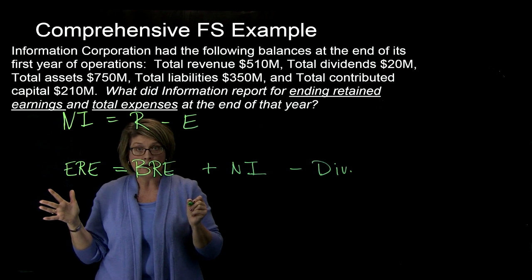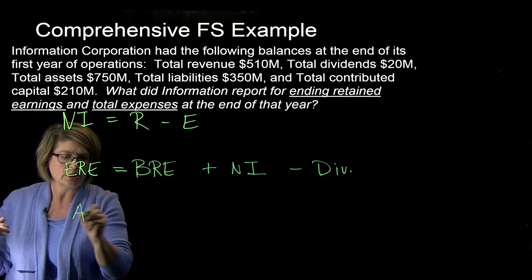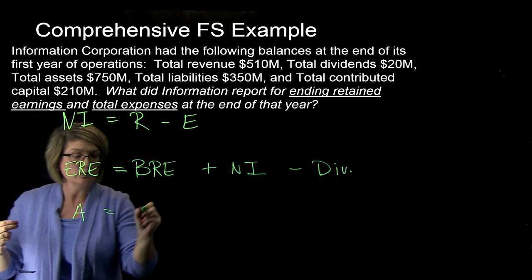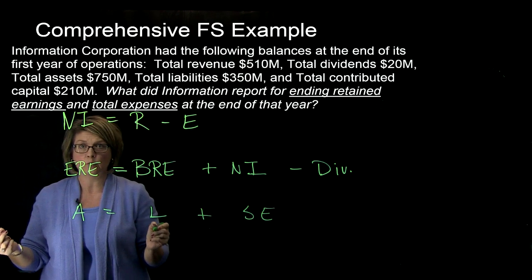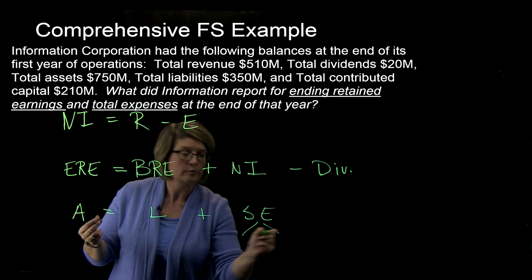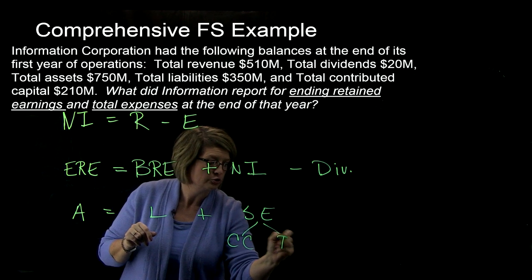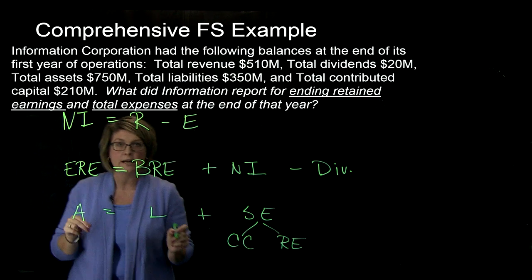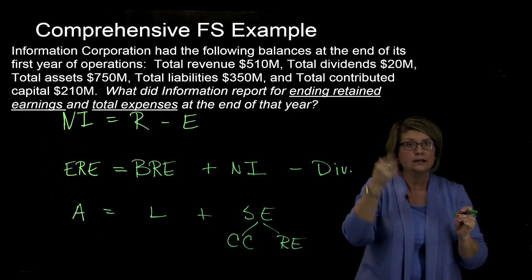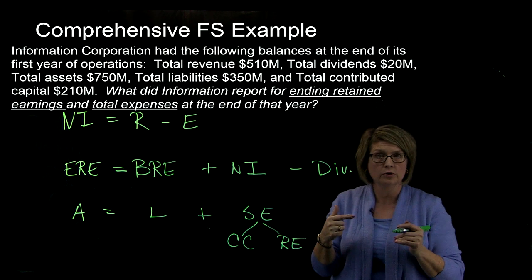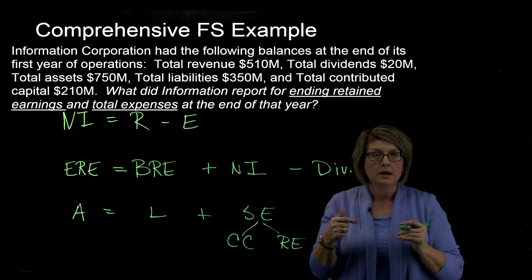And then finally, I need my balance sheet equation. Remember, with the balance sheet equation, assets are equal to liabilities plus stockholders' equity. And stockholders' equity, we remember, has two pieces. Those two pieces are contributed capital and retained earnings. So now we've got our three equations. And again, you need to have these memorized and be able to create these on your own, blank sheet of paper, be able to write all three of these down.